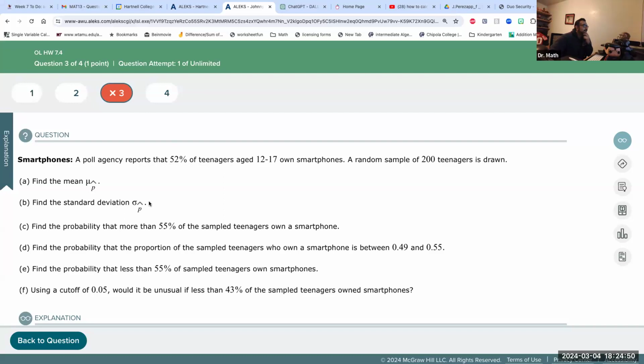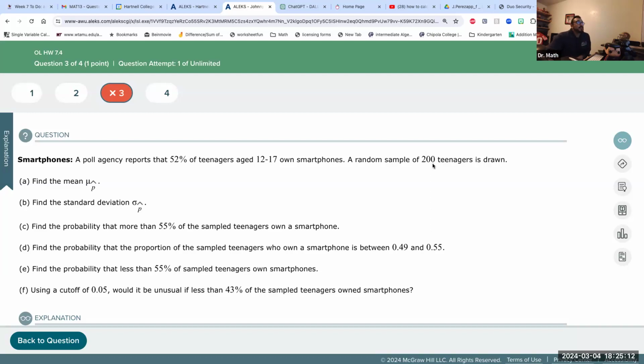So when they ask us in part A for the mean, we're going to be writing this down. And again, you're going to be writing down some formulas in a few minutes, so make sure you get your pens and pencils ready. They also tell us that we have a random sample of 200 teenagers drawn, and that's going to be important too. We're going to need the sample size for these formulas.